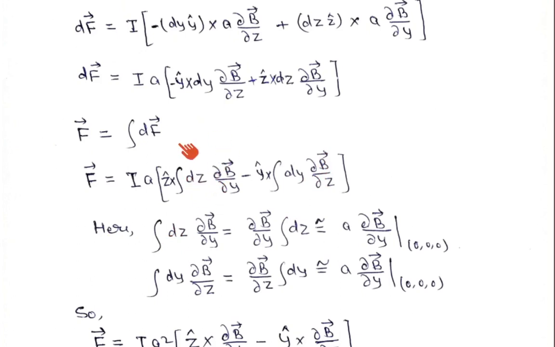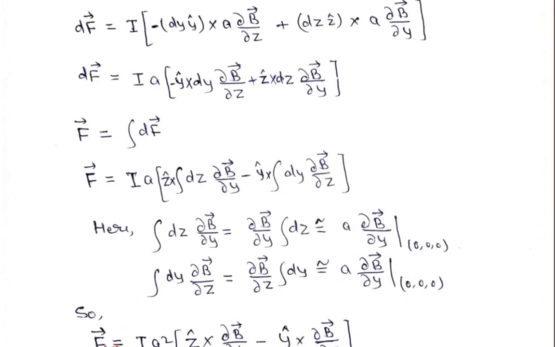Now if you do the integral of this quantity, that will give integral dz. Integral dz, running from 0 to a, will give a. So this value of the integral will be equal to a del B vector upon del y at 0 0 position, meaning at the origin. Similarly, the integral of this quantity will give a del B upon del Z at 0 0. So in place of integral dz and integral dy, we can substitute the value a.